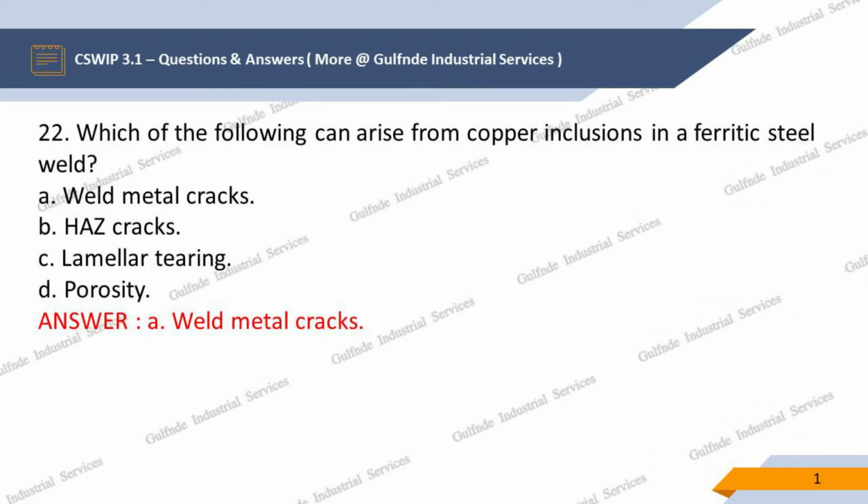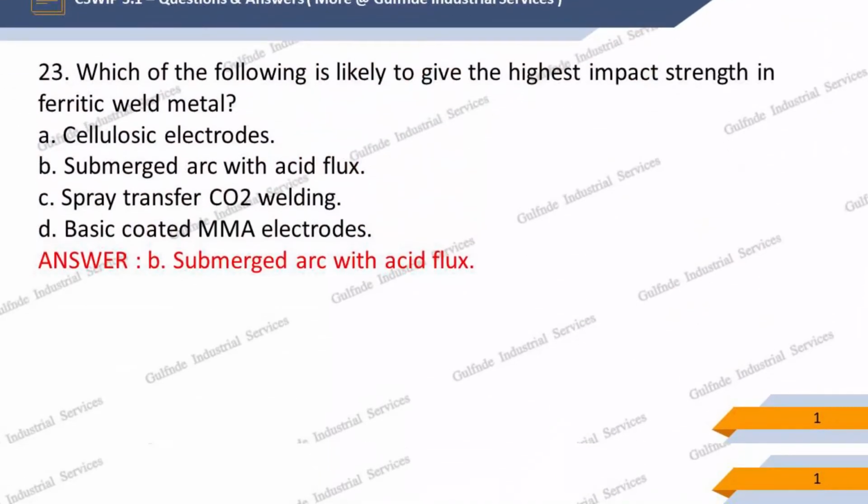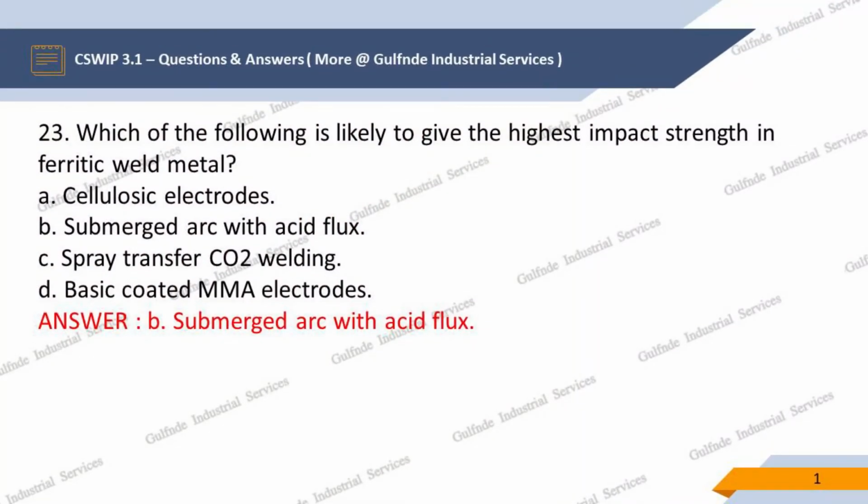Question 22. Which of the following can arise from copper inclusions in a ferritic steel weld? Options are: A. Weld metal cracks, B. HAZ cracks, C. Lamellar tearing, D. Porosity. Our answer is A. Weld metal cracks.